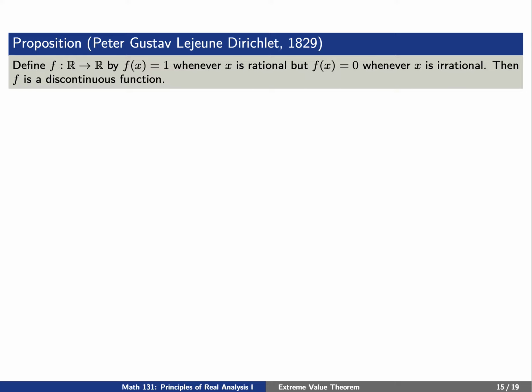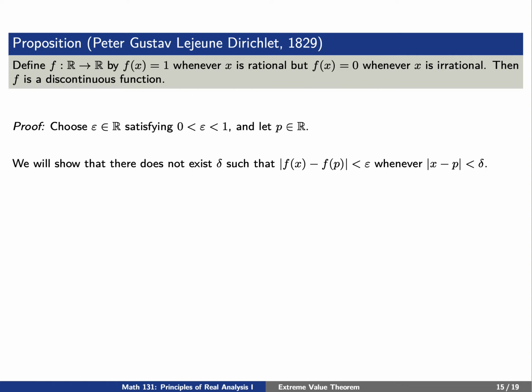Let's define a function f such that f of x is 1 whenever x is a rational number, but f of x is 0 whenever x is irrational. We'll prove that f is discontinuous for every point p that's a real number. To this effect, let's choose an epsilon positive, but pick any epsilon you'd like strictly less than 1. Similarly, pick any point p in the real numbers.